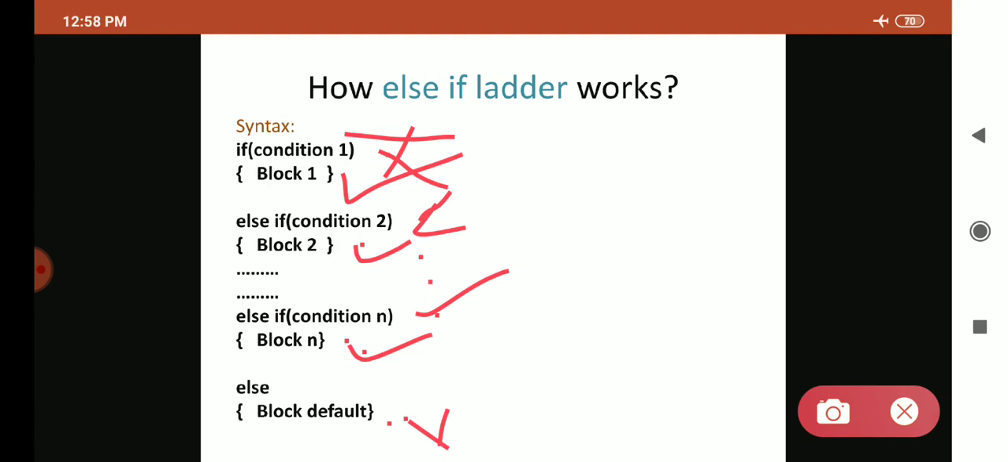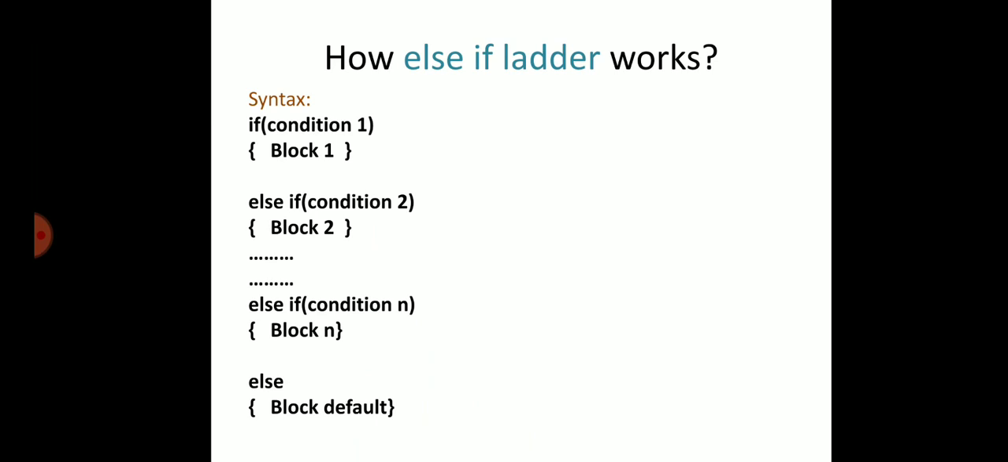Say if all the conditions, that is condition 1, condition 2, condition 3 and so on up to condition n, are false, then by default the else block will be executed, that is, the default block will be executed. I repeat here: if condition 1 is true, then block 1 is executed and the remaining blocks such as block 2, block 3 up to block n and the default block will be skipped. If condition 1 is false, then it will go to check condition number 2. If condition 2 is true, then block 2 is executed, and so on.